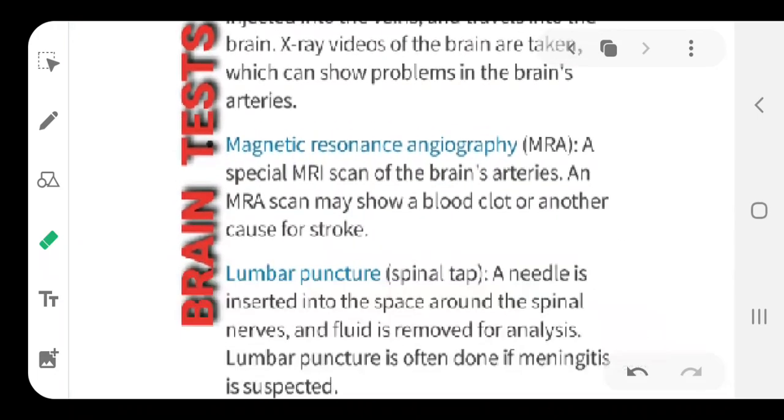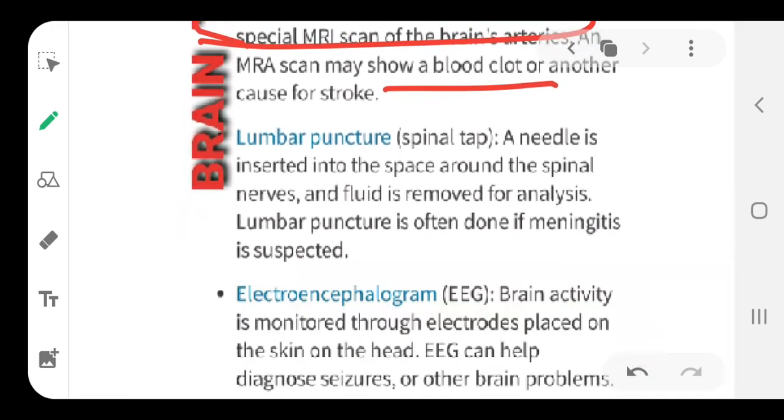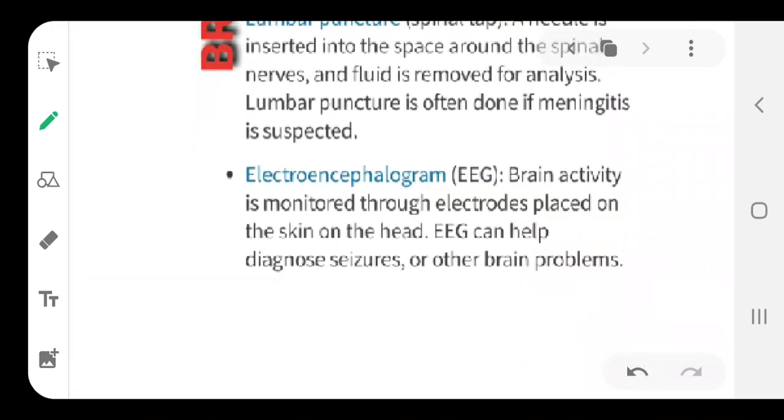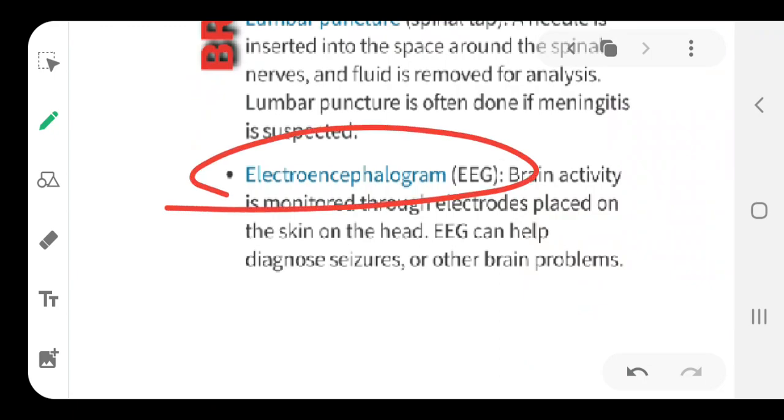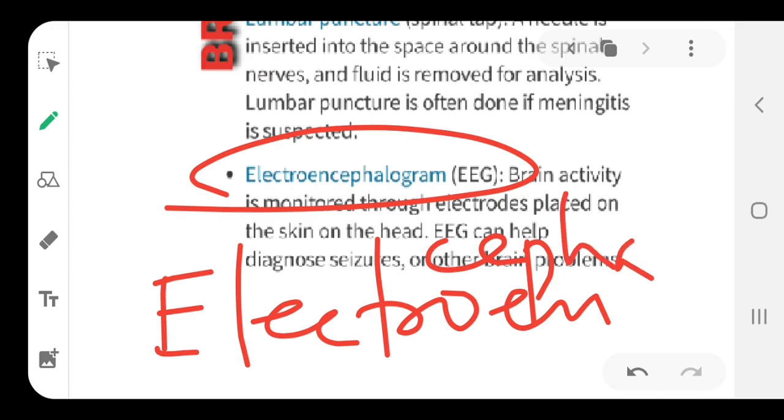Then we also have magnetic resonance angiography, which shows whether there is a clot in the brain whenever somebody is suffering from a stroke. And then the name that is in your book, EEG, electroencephalogram. Write down this word, electroencephalo, CEPHALO.